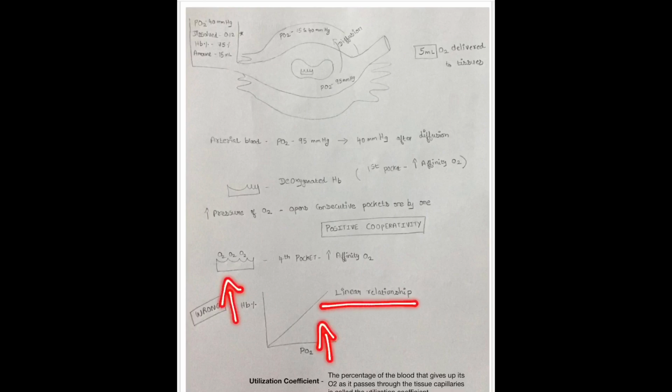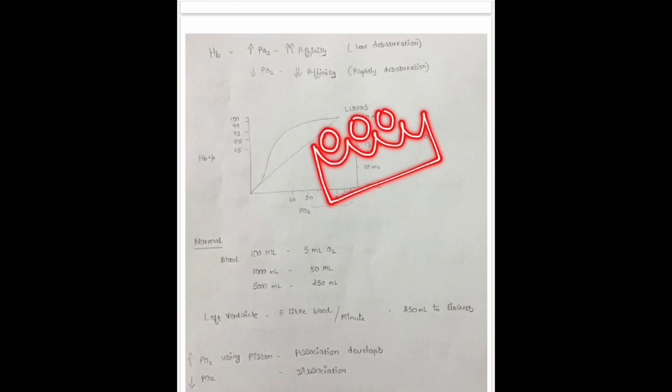This is called a linear relationship, but this is a wrong concept or wrong graph when it comes to hemoglobin. You should know the character of hemoglobin. Hemoglobin takes the oxygen from the rich area and it delivers the oxygen to the poor area. That is the character of hemoglobin. Whenever you increase the partial pressure of oxygen, the pockets in the hemoglobin get filled and the hemoglobin becomes 100% saturated. Saturation means satisfaction.